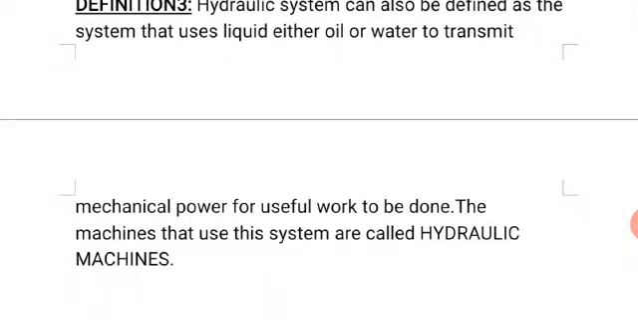And the machines that use this system are called hydraulic machines. So from that name, we can know that this machine is using hydraulic system.